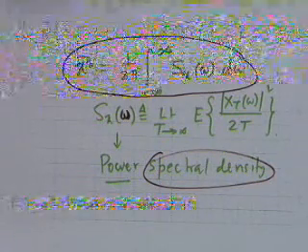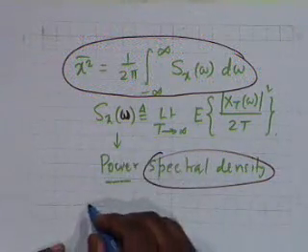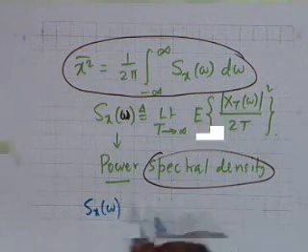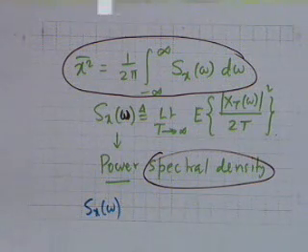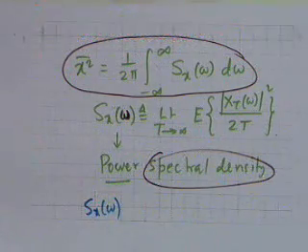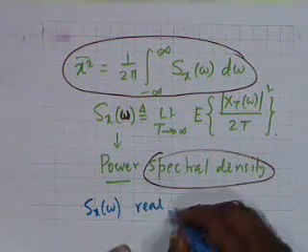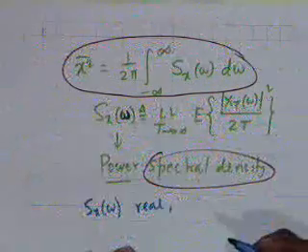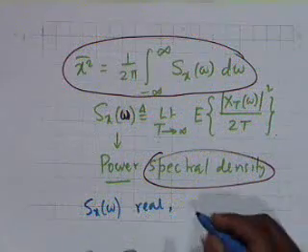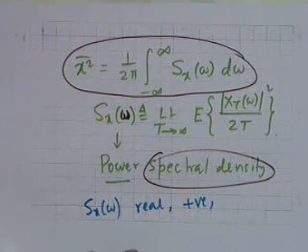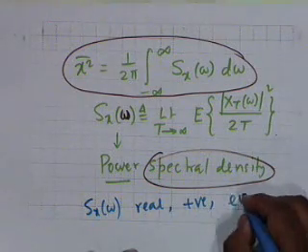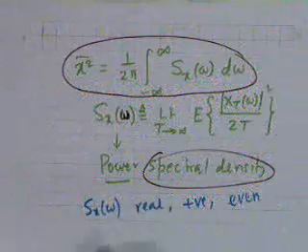Let us look at some of the properties which should be obvious from the definition. Obviously, S x of omega, is it real or complex? Can it be complex? Obviously not. Why not? Because it is a magnitude squared, all right. So, it must be real, and capital T is a real quantity. What else can you say about it? It is always positive. Anything else? It is an even function of omega because it is magnitude squared. S x of omega is real, positive and even. This is what characterizes S x of omega.